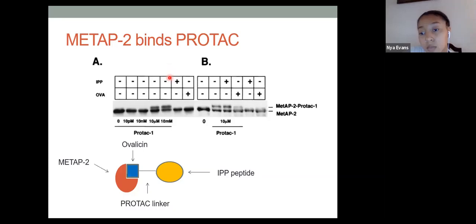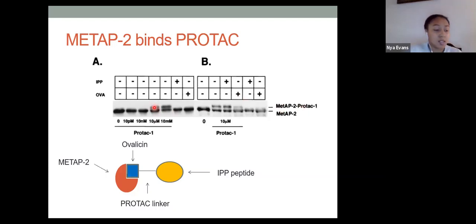Why are there 2 bands for some of them? So, okay, the band at the bottom is just indicating that there's MET-AP2 in all of these, added to all of these concentrations of PROTAC. The other striations are because at this point, the MET-AP2 does bind to the PROTAC, which is what you can see over here.